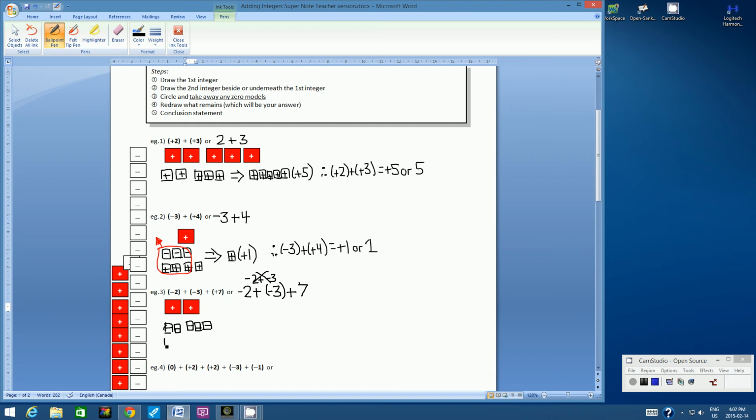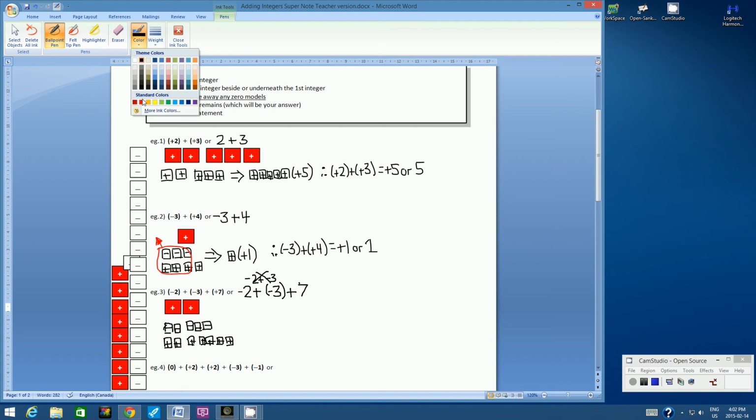So now we've got +7. So we got 1, 2, 3, 4, 5, 6, 7. Okay? Now we're done combining all the integers. We're done drawing all the integers. So now we reflect and we see, are there any 0 models?